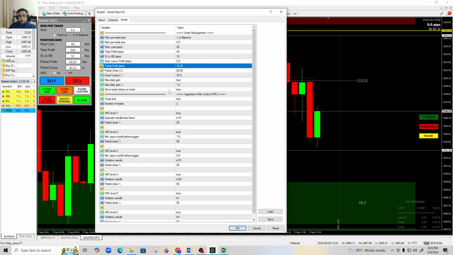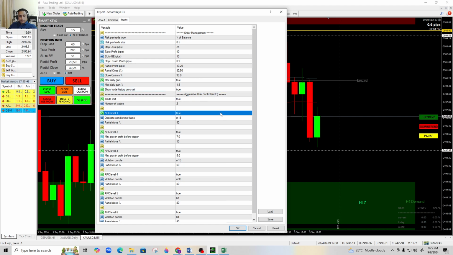Then if you want to see your trade history, you just set this to true, and it'll show you your winning trades and your losing trades. It'll show you where your entry was, where you hit break even, or where you took partial positions, or where you hit your TP. It'll show you all of that, right? With arrows. If you don't want that, you can set it to false, right? Now here, aggressive risk control, which is very important.